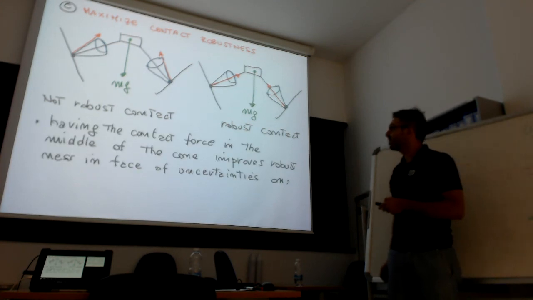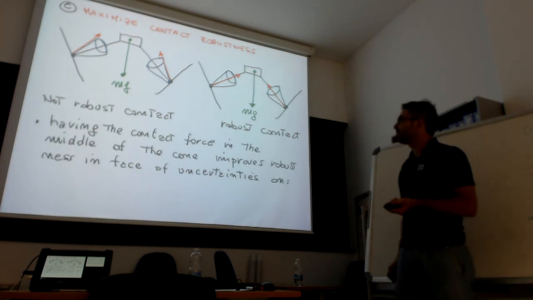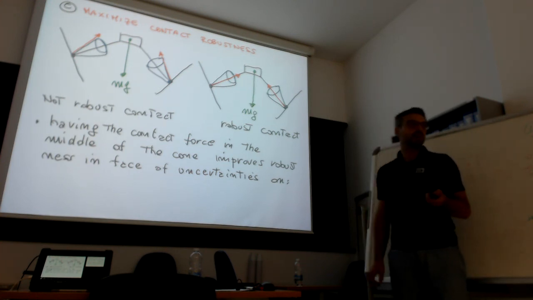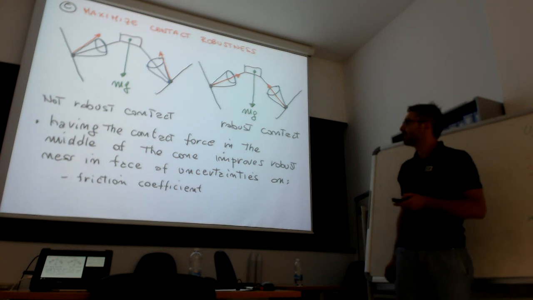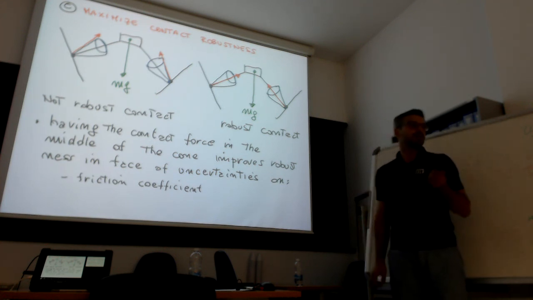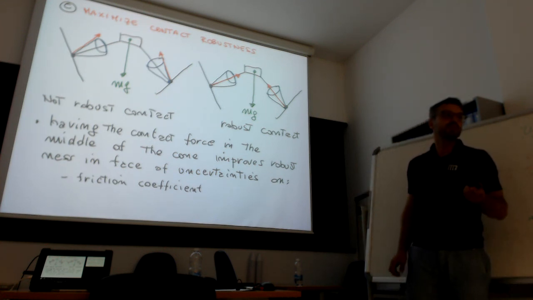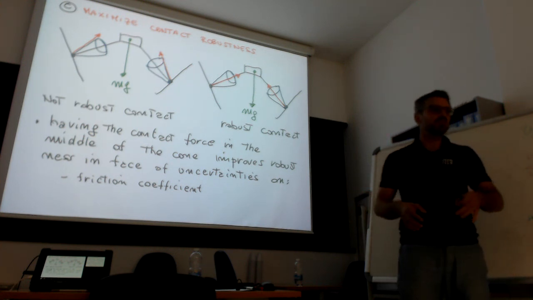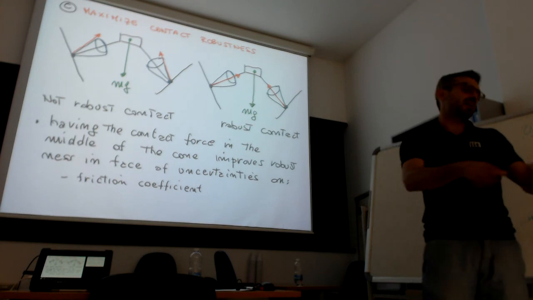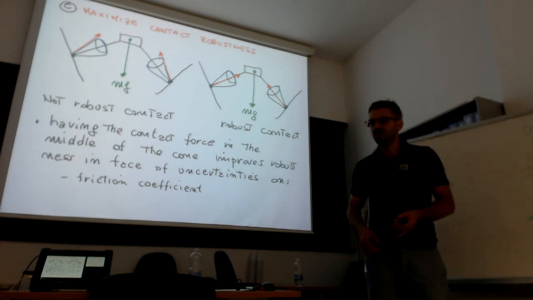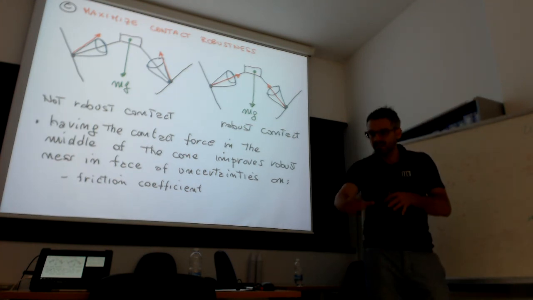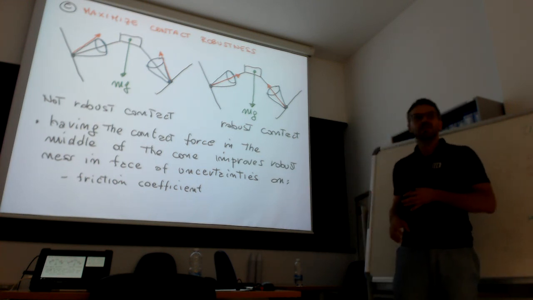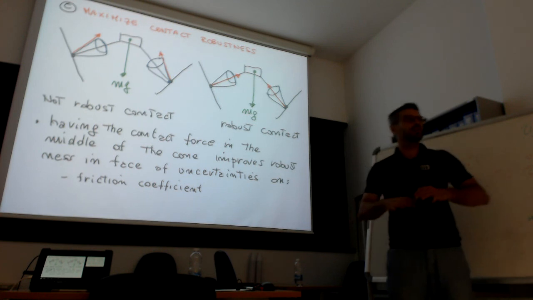In particular, why does having the force in the middle of the cone improve robustness? Because we can have two kinds of uncertainties whenever you have friction cones. One uncertainty is the friction coefficient. We don't know that. Who tells us? We can have semantic information. We see that there is ice, maybe we can set 0.2. I don't know. We see some rocks, then we can say maybe it's 0.9. Who knows? There is mud, we don't know.